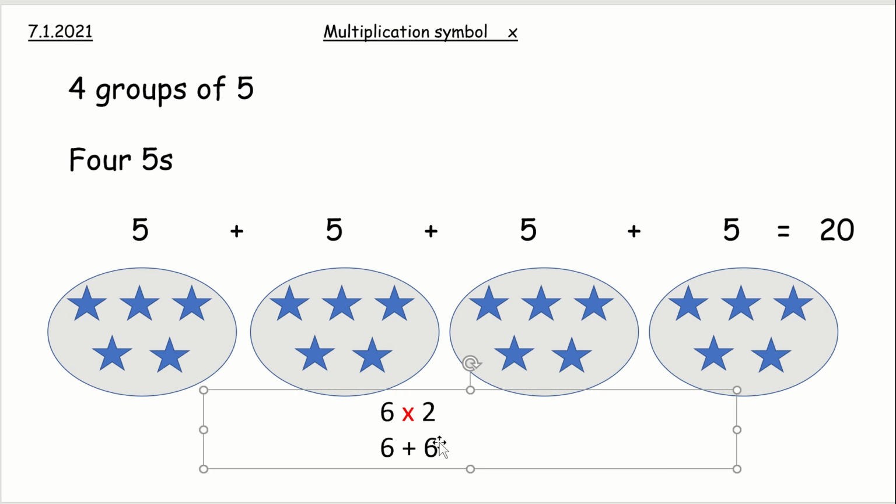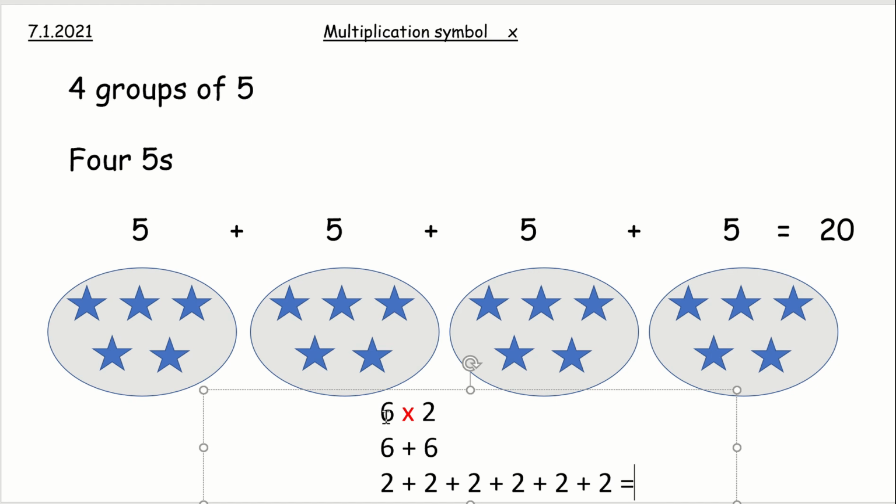Or, other way around, we could think of it, right, we've got 2s, and we're going to add them 6 times. 2, add 2, add 2, add 2, add 2, add 2, equals. Okay? So 6 groups of 2, or 2 groups of 6, okay, you get the same answer, no matter which way round you use those numbers, which is a really key thing to remember. And I know some of you touched on that in the last couple of days, actually.